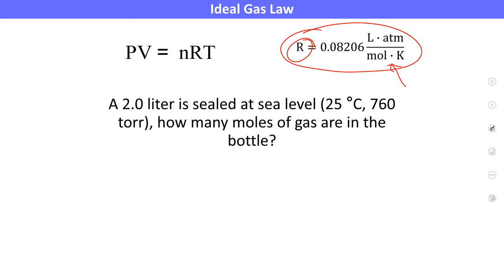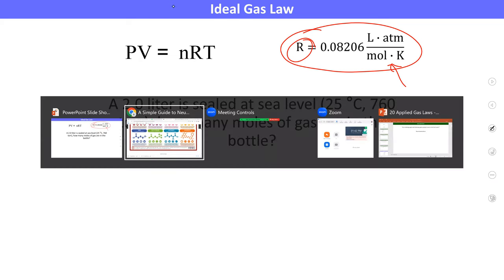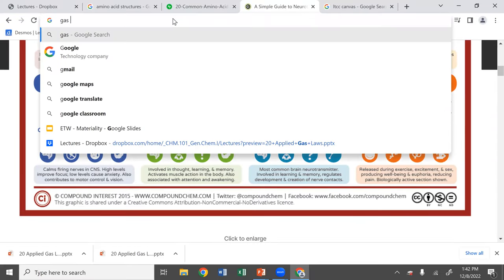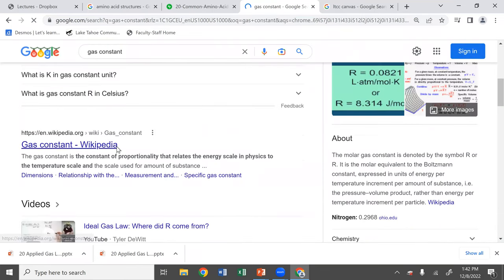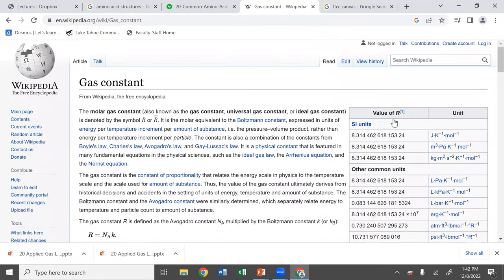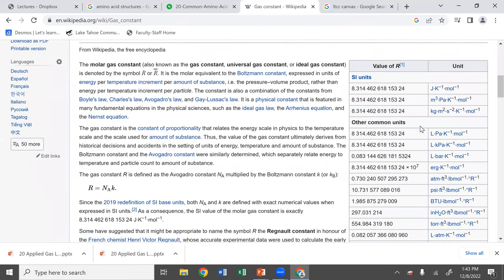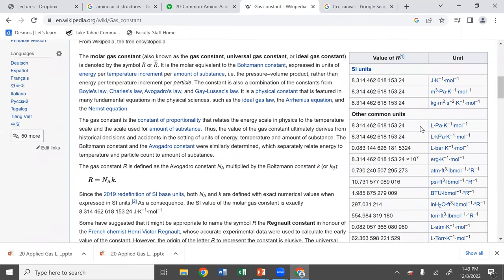And you can also look up the gas constant online, just to give you an idea. These are all the different values of R in the various units. So basically any combination of absolute temperature, pressure, and volume units is going to have its own value for R. So we just pick the ones that are most common in chemistry: liters, atmospheres, and Kelvin.